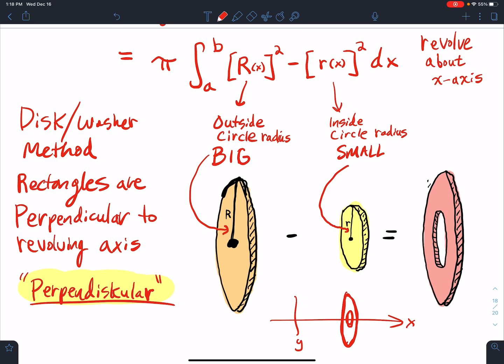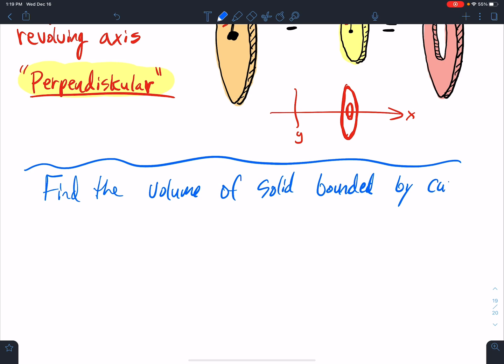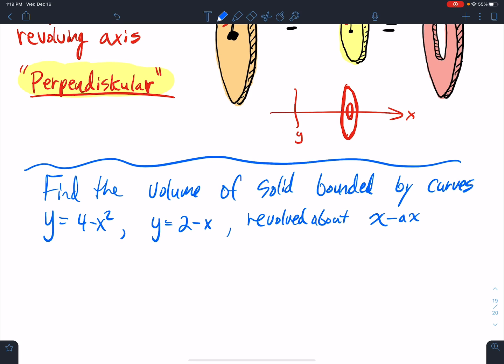Okay, so let's do one example where I show you again how to do the revolving about the x-axis with the washer method. And then I think we'll finish this video, and then I'll have one more video that just does 2 more examples. Okay? So I want to find the volume of the solid bounded by the curves y equals 4 minus x squared and y equals 2 minus x, revolved about the x-axis. Okay?